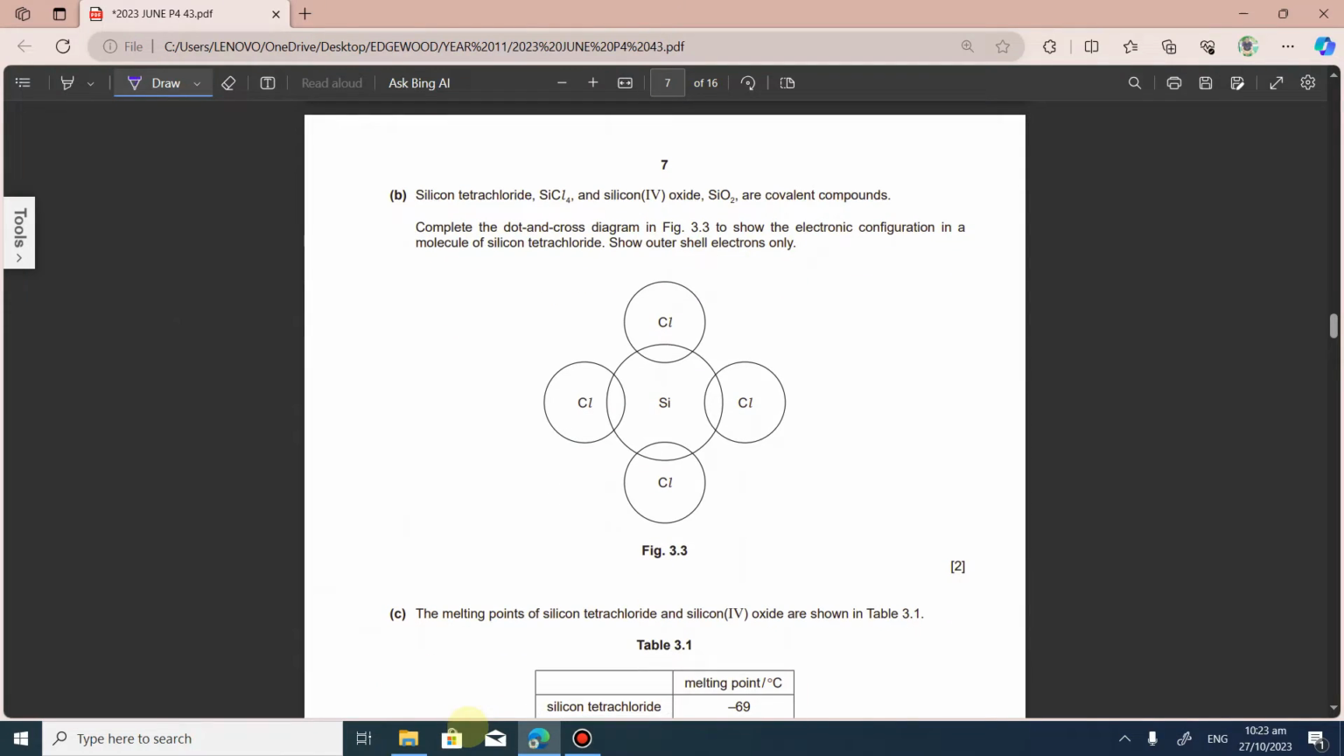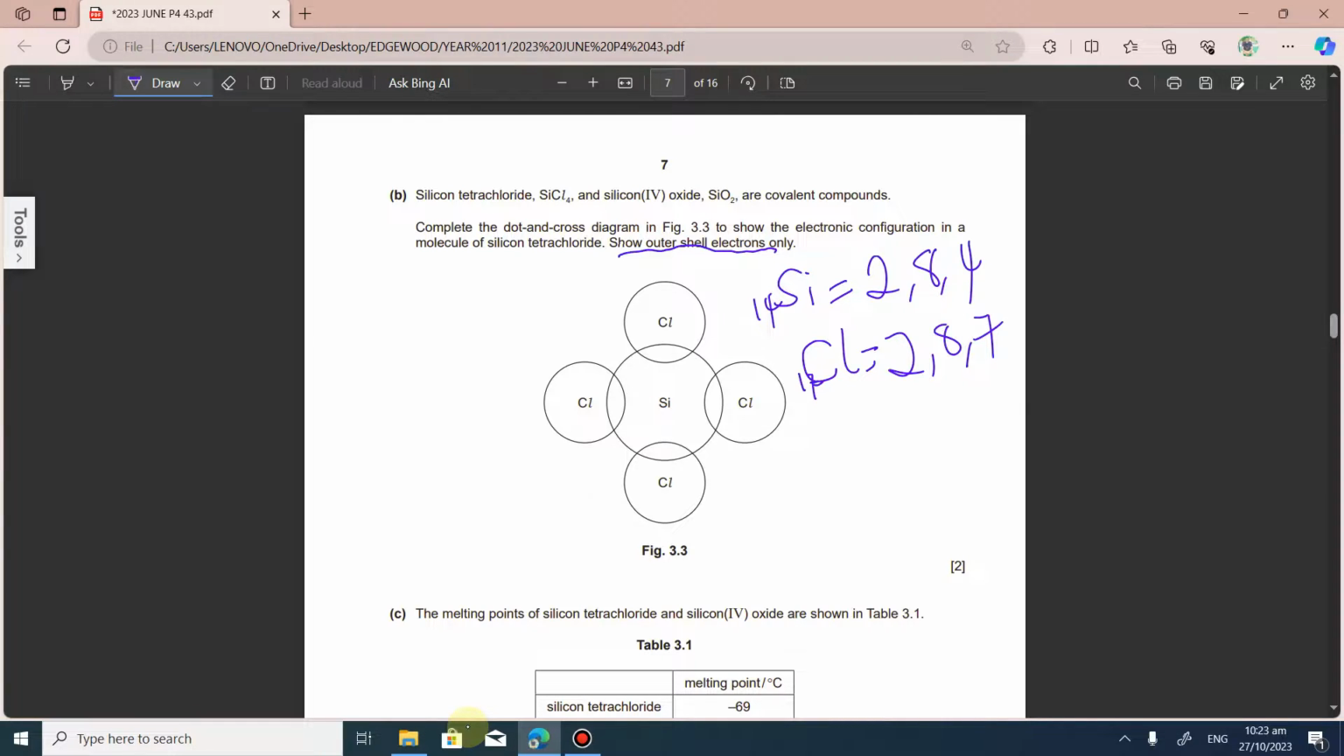So we go to this question here. It says silicon tetrachloride and silicon 4 oxide are covalent compounds. Now complete the dot and cross diagram in figure 3.3 to show the electronic configuration in a molecule of silicon tetrachloride, and we are also expected to show only the outer shell electrons. So now let's write the configuration of silicon. Now silicon is 14, so we're expecting 2, 8 and 4. And then for chlorine, which happens to be 17, okay, the configuration will be 2, 8, 7.